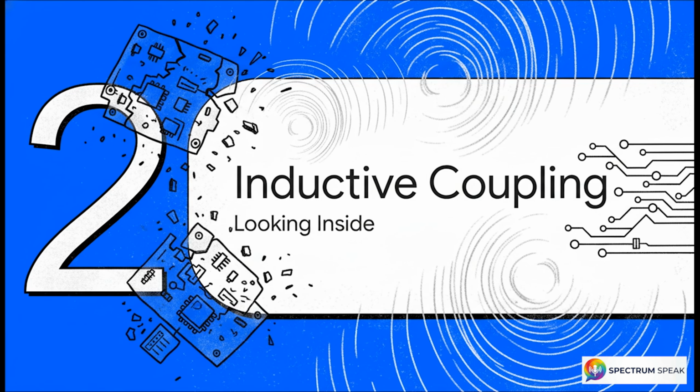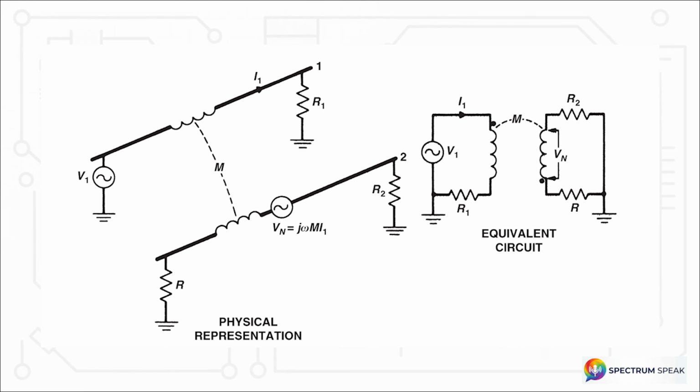Moving right along to section 2, inside inductive coupling. To understand how this happens, we need to look past the surface and zoom straight into the physical interaction. When a circuit fails due to inductive noise, it's literally because invisible magnetic fields are bridging the physical gap between your circuits. They're transferring energy where it absolutely does not belong.